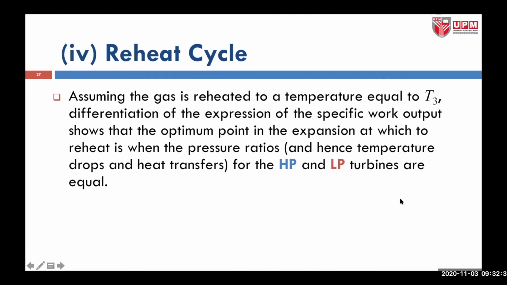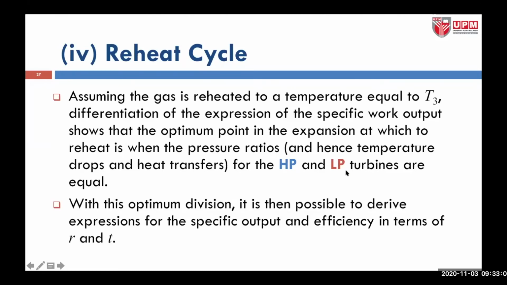To further explain, assuming the gas is reheated to a temperature equal to T3, differentiation of the expression of the specific work output shows that the optimum point in the expansion at which to reheat is when the pressure ratio, and hence temperature drop and heat transfer, for the high pressure and low pressure turbines are equal. With this optimum division, it is then possible to derive expressions for the specific output and efficiency in terms of the pressure ratio and the temperature ratio.